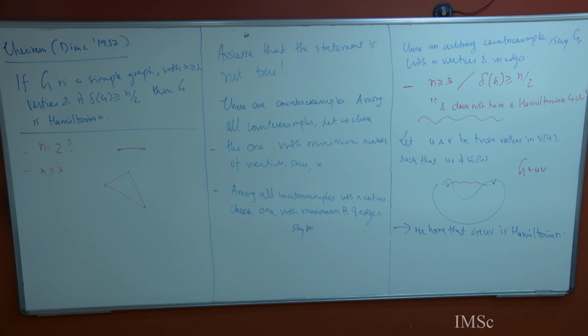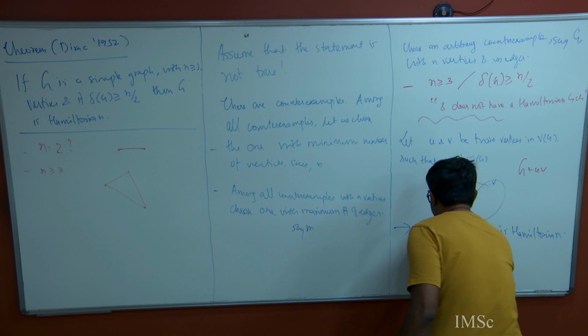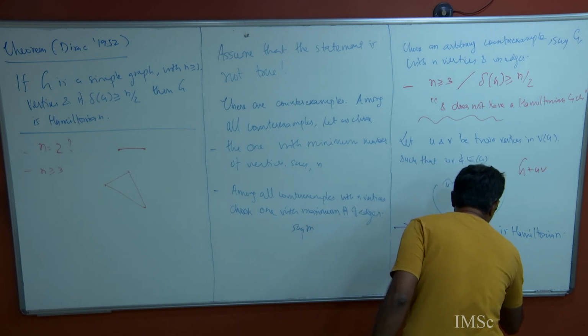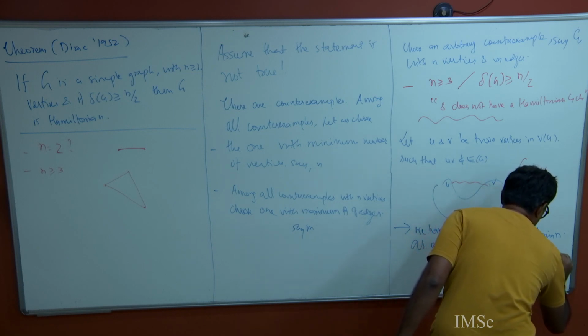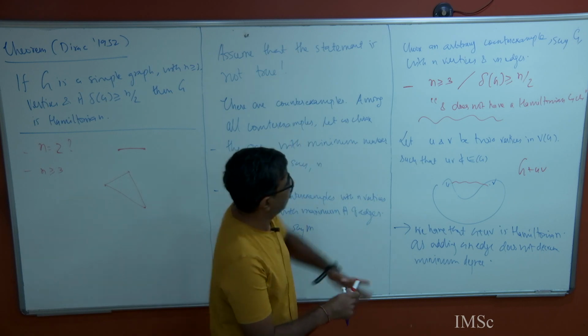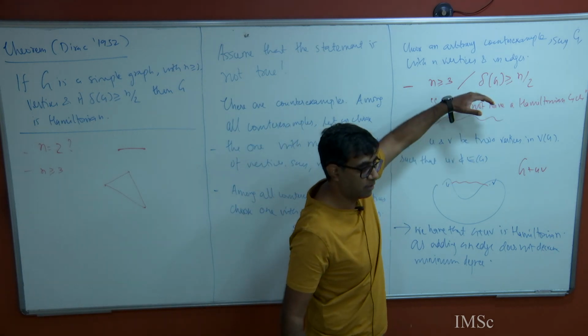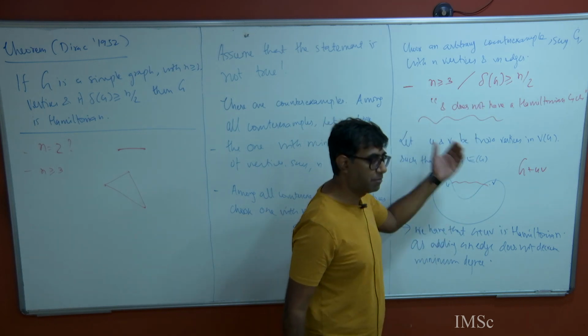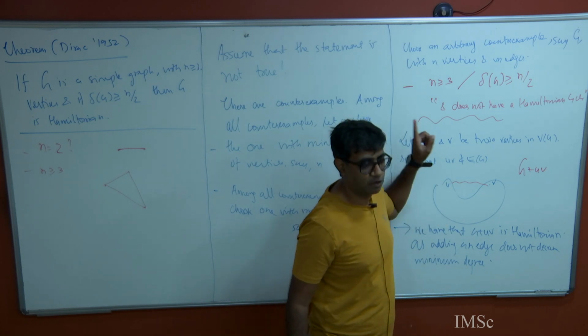Why does G plus UV satisfy this condition? Because by adding an edge, the minimum degree will not change. Adding an edge does not decrease the minimum degree. So this G plus UV graph also has the property that the number of vertices is at least 3 and the minimum degree is at least n by 2. Otherwise, we cannot make the statement. If it was not Hamiltonian, this would have been part of our counterexample, and we should have talked about the G plus UV graph, not G itself. All good.